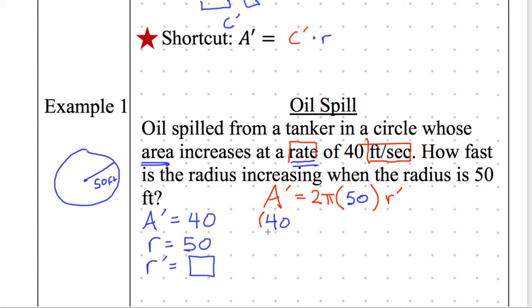Why do we have lag? I need to figure out why is equal to 2 pi. There's our 50 right there. There's our R prime right there. I love color coding. It looks so nice.